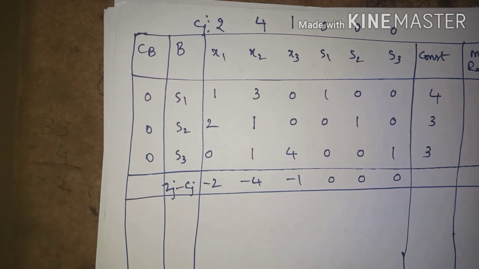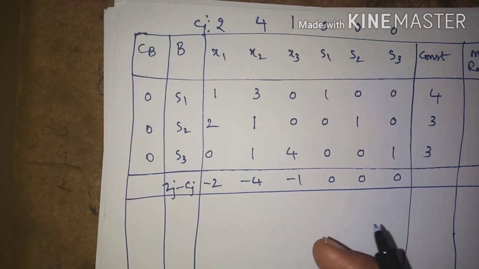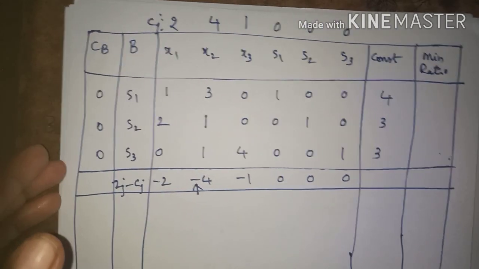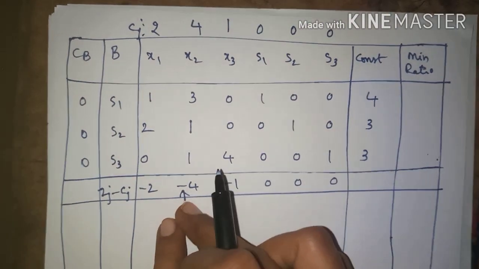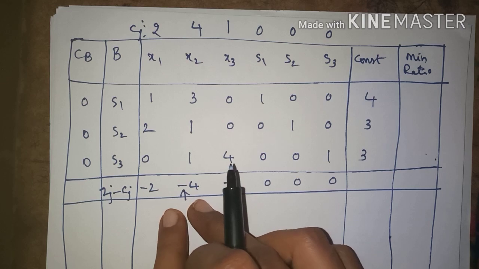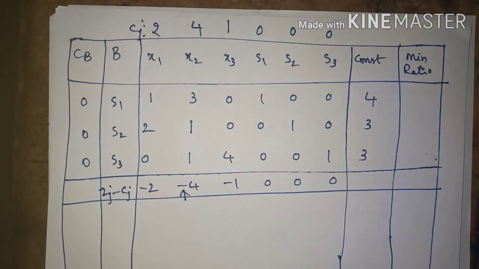Now from here we have to start the simplex table. How to start the simplex table? You have to observe the index row very carefully. In the index row, identify the most negative or most minimum value. In the index row, the most minimum value is minus 4. Put one arrow like this. That means we choose the second column, the x2 column.